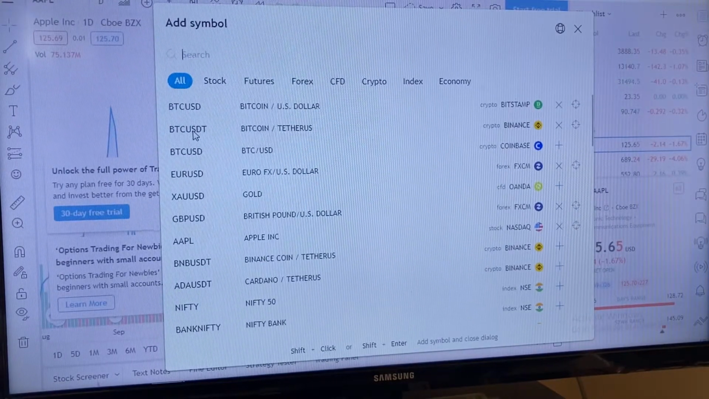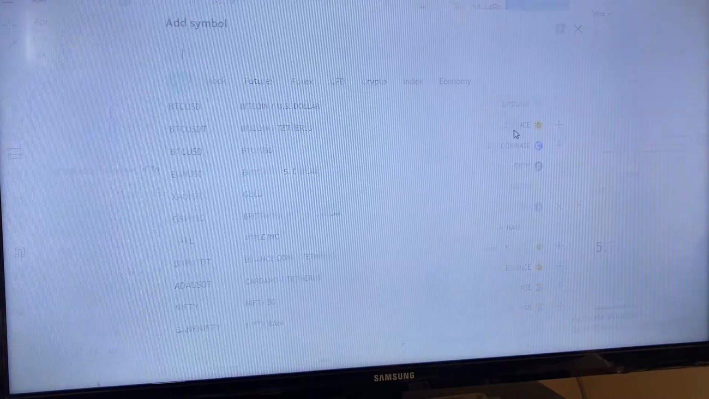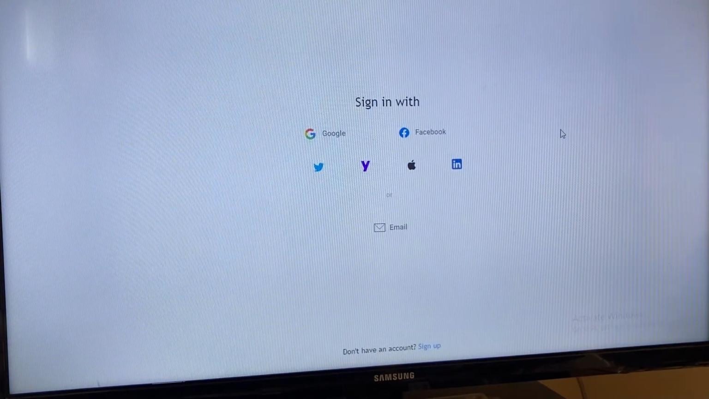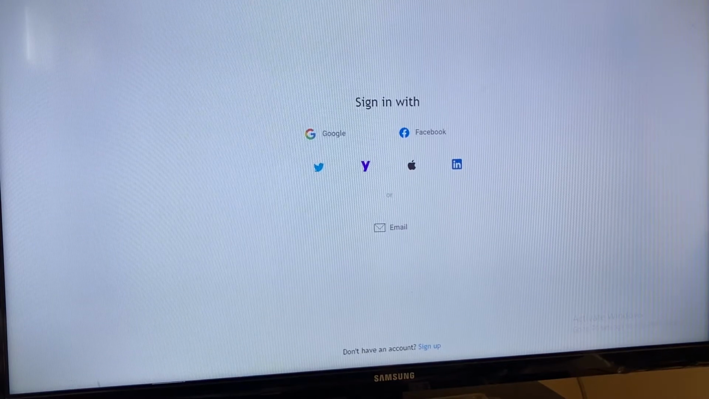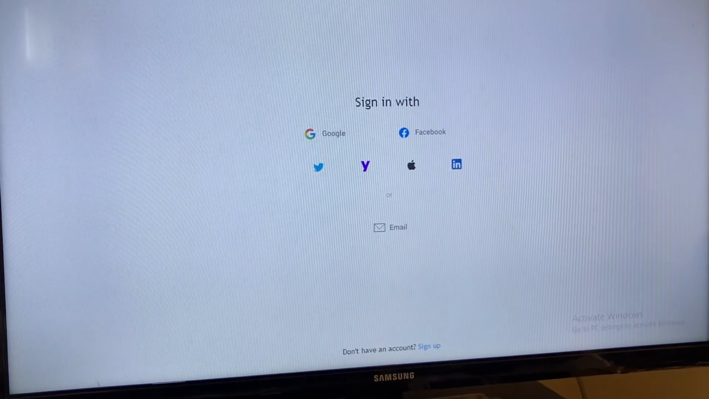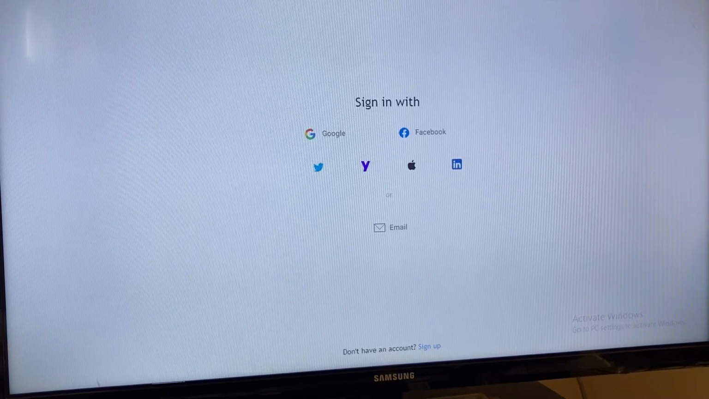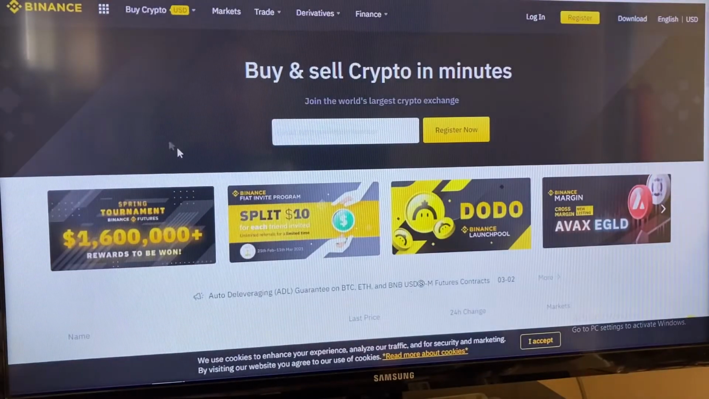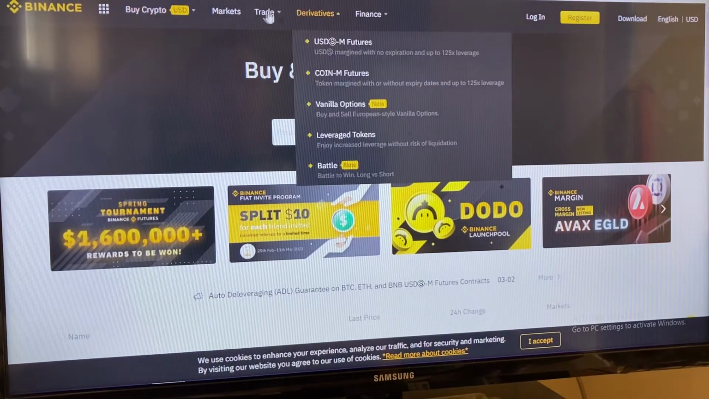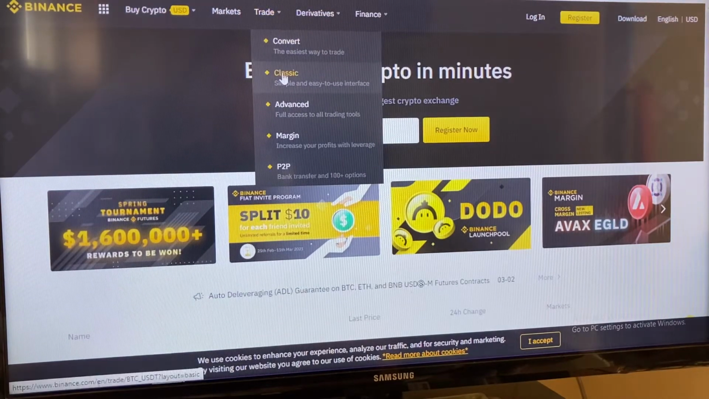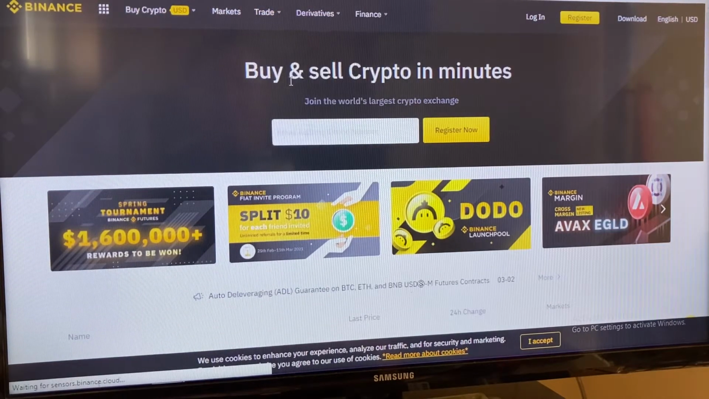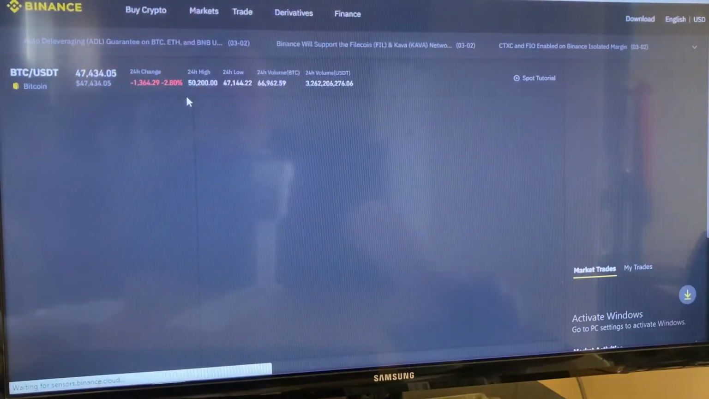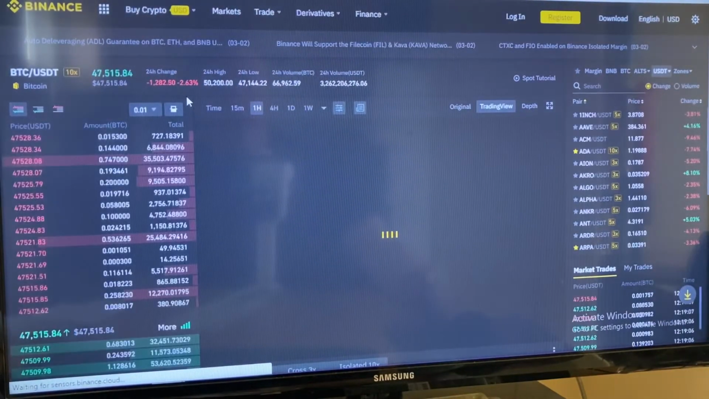So anyway, we click on Bitcoin USDT, and it wants me to sign in. Anyway, I just wanted to show you this. But I don't use this because the exchanges allow you to use TradingView for free. The biggest exchange is Binance. You just go to Binance.com, click on Trade up here, click on Classic.